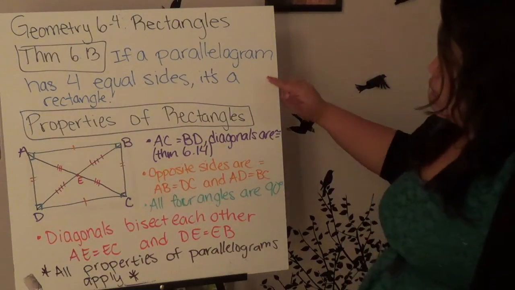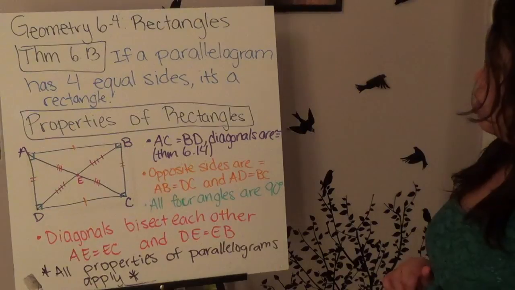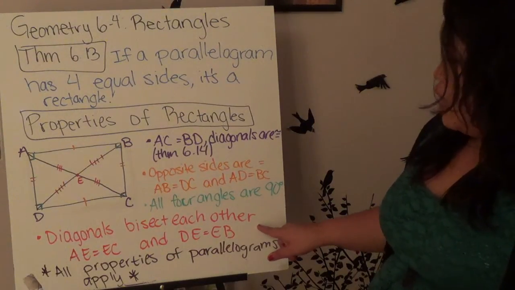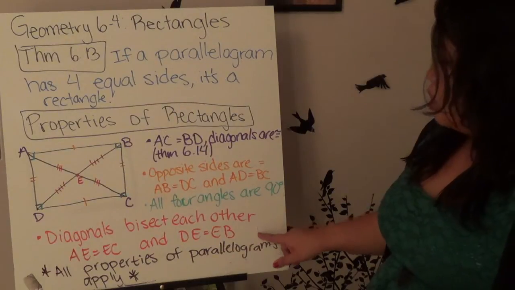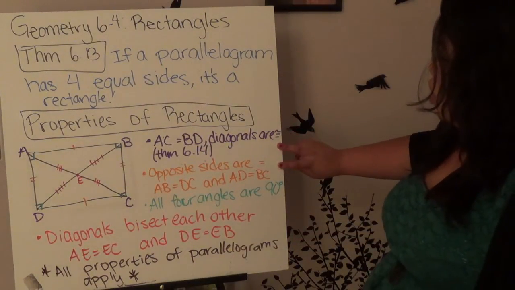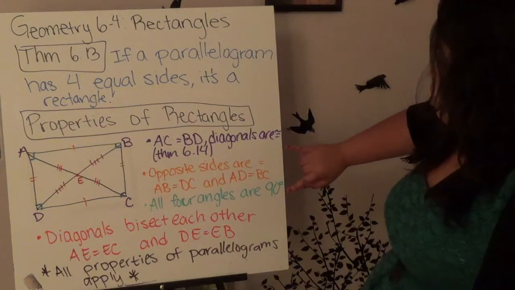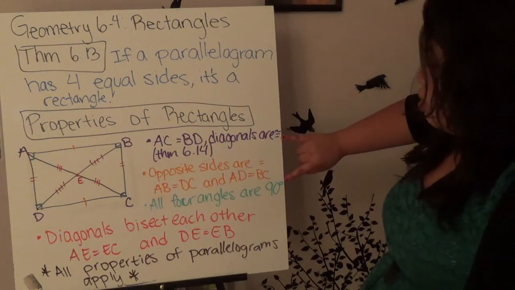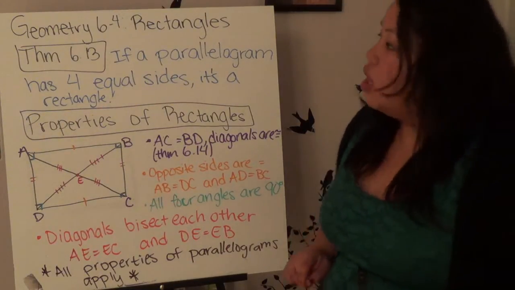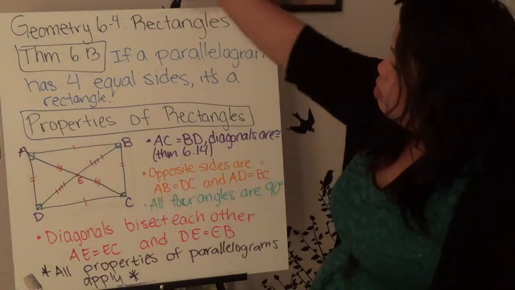So that is Theorem 6-13. The diagonals bisect each other. That is also a property of parallelograms. So mostly everything is a property of parallelograms except these two: the diagonals are equal, okay? And then all four angles are 90 degrees. So go ahead and write that down. Do your vocabulary. And we're going to do one example and you'll be done.